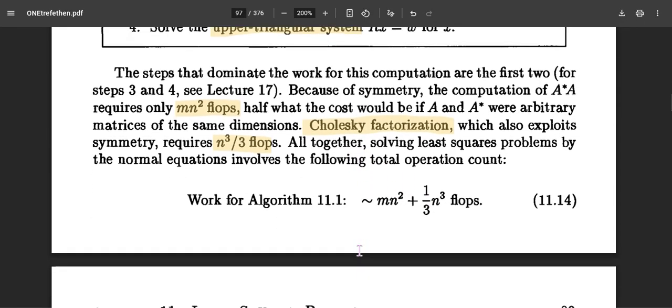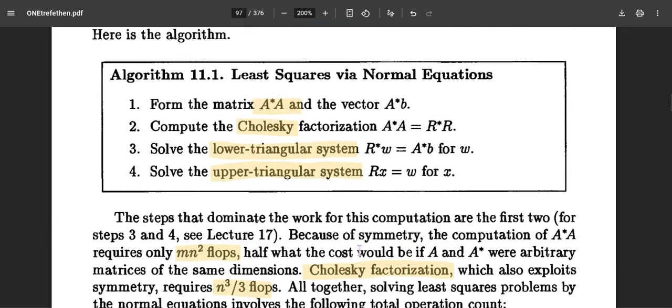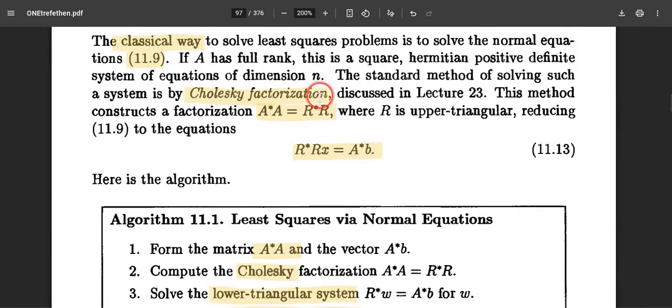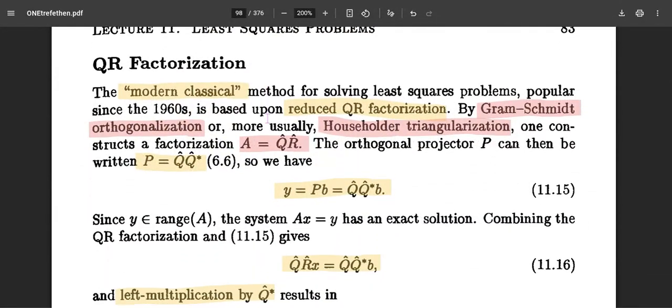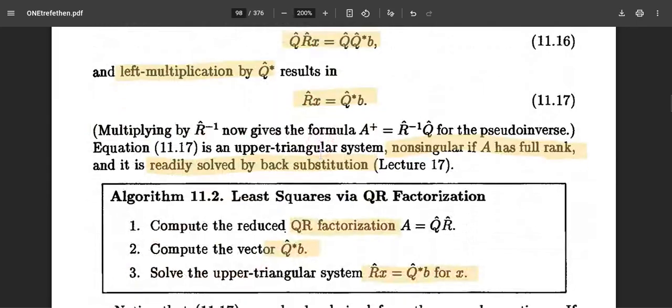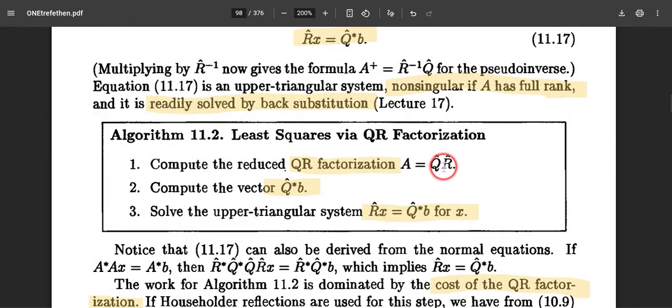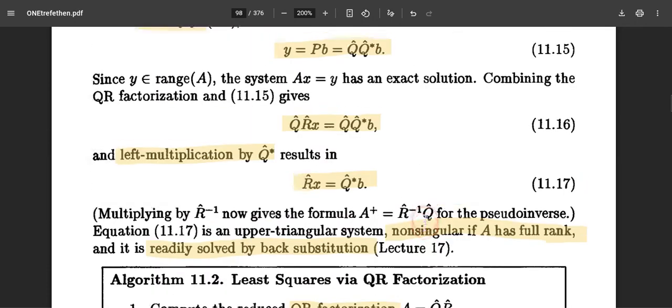But one important criterion is that forming these normal equations is very ill-conditioned, which will come in the later part of the lecture series. The second way, assuming that A has full rank, is to use the modern classical method called QR factorization, either using Gram-Schmidt orthogonalization or Householder triangularization, which we introduced earlier. The algorithm is similar to that explained earlier: we find the QR factorization, then compute Q transpose b, then solve Rx equal to Q transpose b.